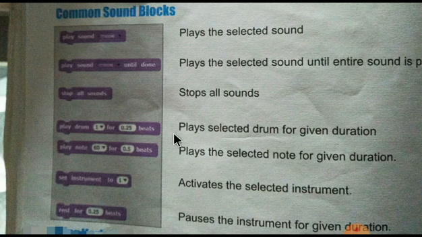Next is drum. Play selected drum for given duration. Next is play note for duration. Play the selected note for given duration. Here you can give your duration from which time to which time. Next is activates the selected instrument. By using this block you can activate your selected instrument. Next is pause. By using this block you can pause your music.